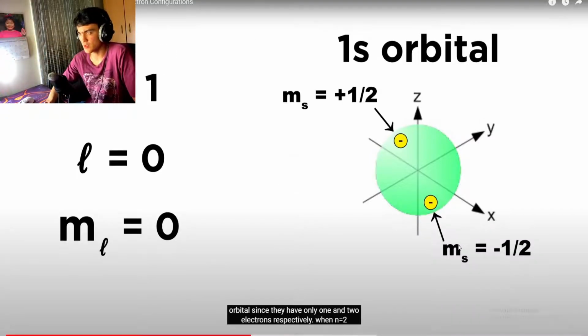Wait, which of the 2 electrons has the ms? It's plus 1/2. Wait, why?